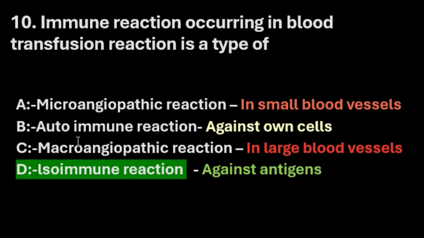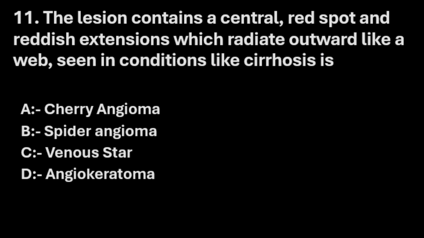Here, autoimmune reaction is against own cells. There is no external agent or antigen involved. It is against the own cell. That is autoimmune reaction. Microangiopathic reaction is happening in small blood vessels. Micro is small, and macroangiopathic reaction is happening in large blood vessels. Macro is large.